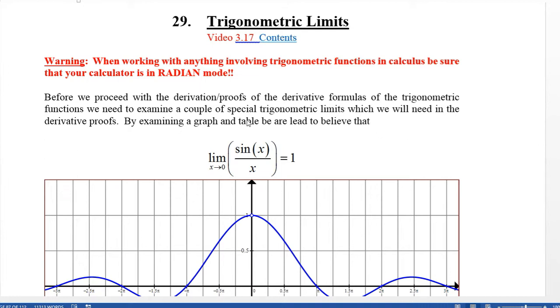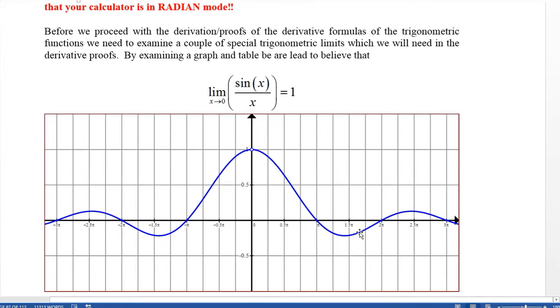Now we want to eventually get to the point where we can do some derivatives of trig functions. But before we can do that, we need to look at a couple of special limits that are going to be needed in our derivation of trigonometric derivative formulas. And the first one we want to look at is the limit as x goes to 0 of sine x over x. Now, as you can see from this graph in Graphmatica, it looks like that limit is 1.